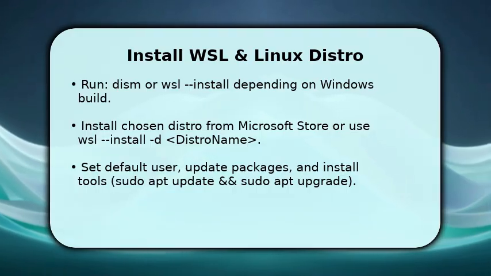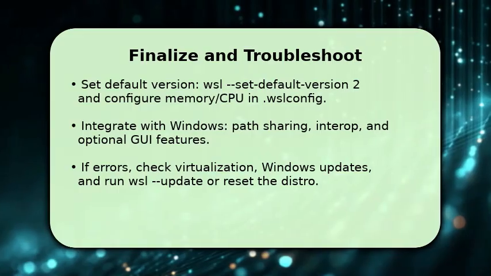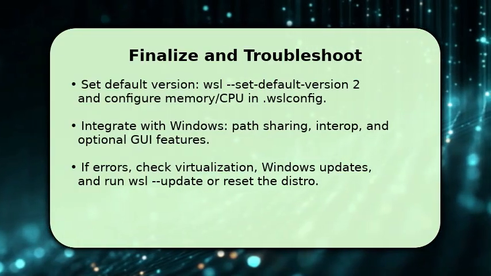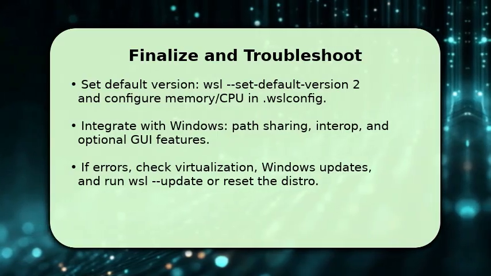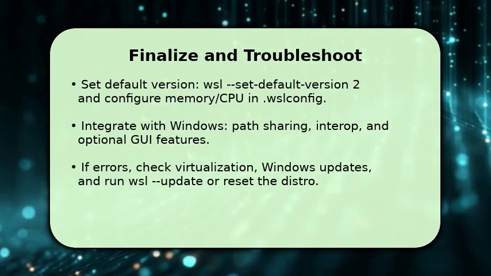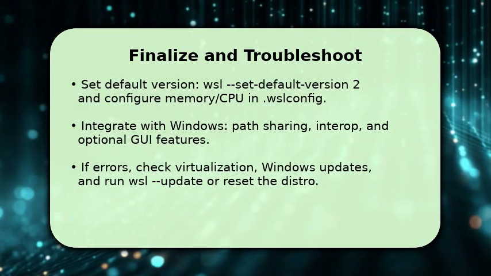Finish by configuring defaults and resource limits so WSL behaves predictably. Create a .wslconfig in your Windows user folder to set memory and CPU limits, and run wsl --set-default-version 2 if you prefer WSL2 by default. Make sure interop and path sharing suit your workflow, and enable optional GUI support if needed.